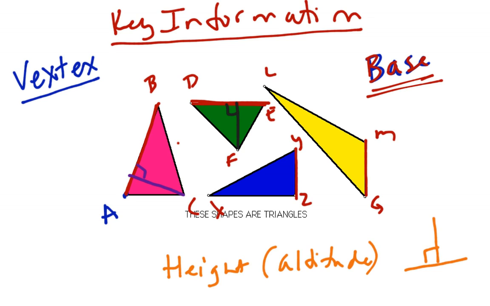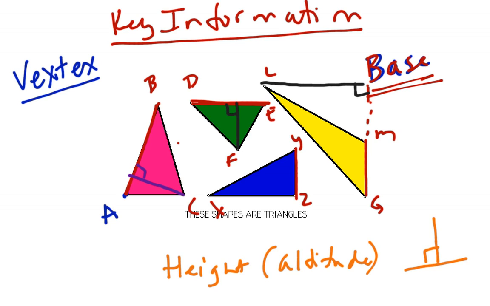And in my yellow triangle, I have to go from L, which is my vertex that's opposite my base. My base is going from M to G. But guess what? It doesn't reach. So if I want to go perpendicular, I have to draw down from L. Okay, I'm not right on L. And then I have to be perpendicular to my base. So I've got to extend my base out so that I've got room to make a perpendicular line coming down from my vertex.